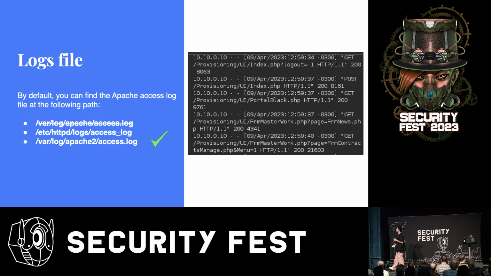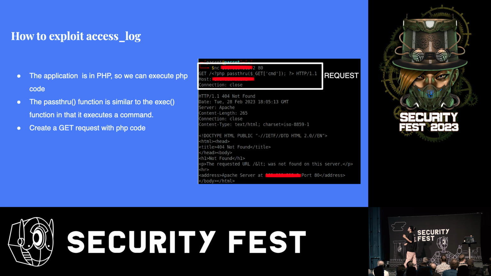What can we do here? The application is written in PHP, so any PHP code will be executed by the application. In this case, we will use the passthru function. It's kind of similar to exec, and it executes a command on the remote machine. So we create with Netcat a remote connection to the port, just a GET request, and the path will be a PHP script with passthru. It just gets the value from the query param cmd, and that will work.